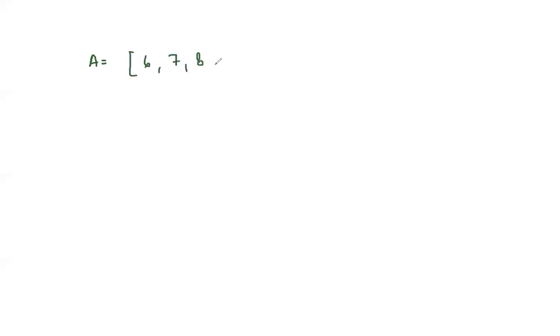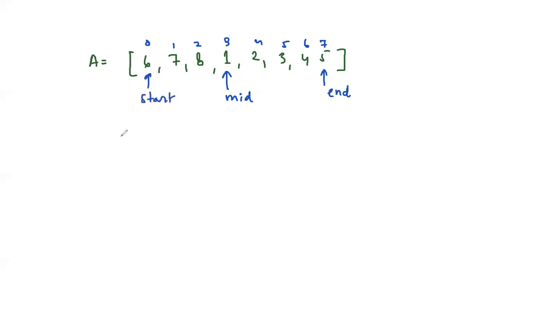Let's say our array was something like this: 6 7 8, this is three rotations, 1 2 3 4 5. So let's say this is our array, and as usual we'll write the indexes and let's work out the example. What is mid? In this case, mid is 3. End is this, and this is the start. This is a very interesting combination. Now, what will happen?